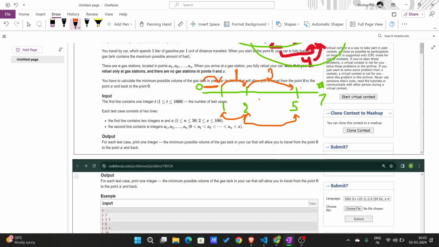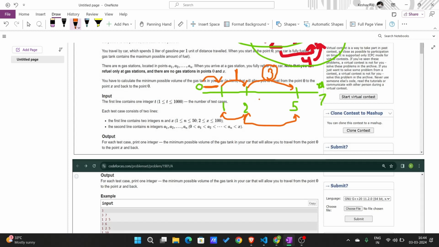Now the thing is, it is quite clear that if you consider all the indexes, and if you have petrol up to the maximum difference, that means between 5 and 2, we have found that 5 and 2 have the maximum difference between these two. So if you have petrol to the value of the maximum difference between two gas stations, then you can easily travel to each of the locations.